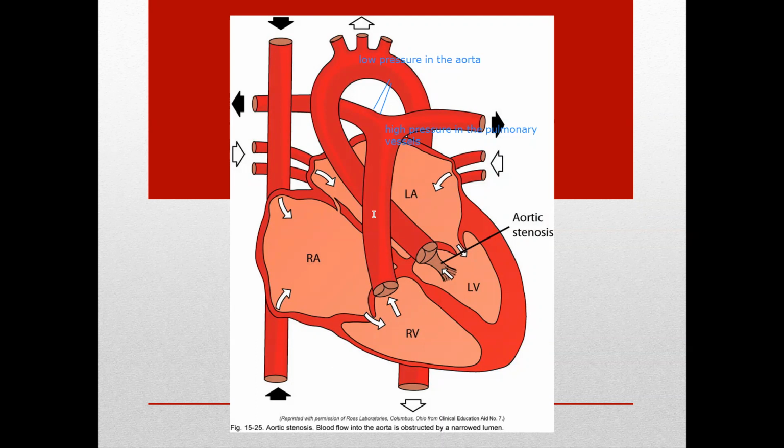So this backup causes high pressures in the pulmonary vessels, and there's low pressure in the aorta because the blood couldn't get there. Obviously, blood is getting there, otherwise the baby would be dead. So I exaggerate it just to help you understand it. But there's low pressure in the aorta, high pressure in the pulmonary vessels, and that's going to cause the blood to flow through the ductus into the aorta. So you're going to have deoxygenated blood flowing into the aorta. So right to left shunt.